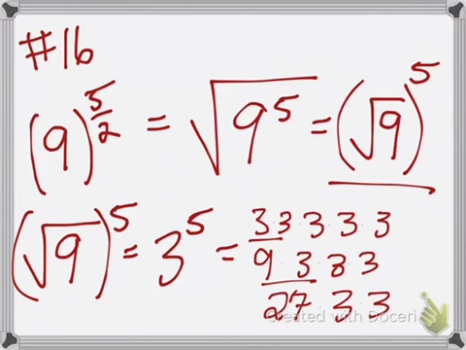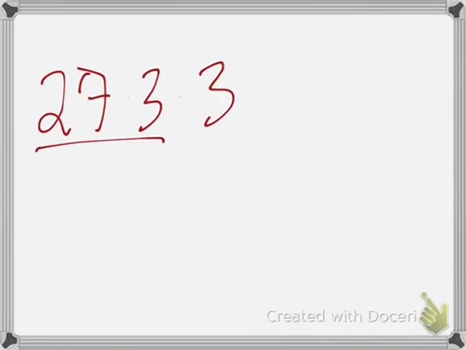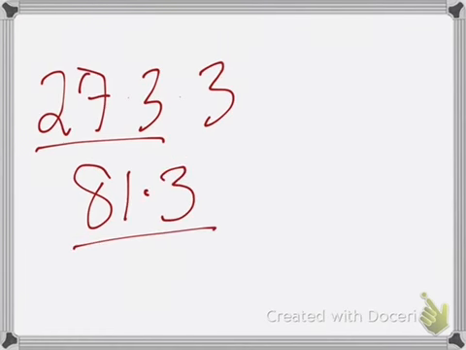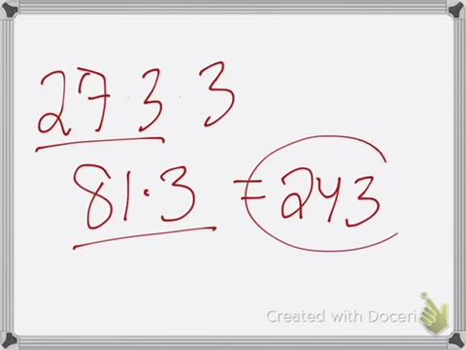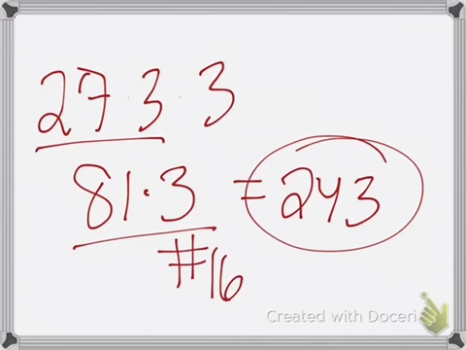And I'm just going to double check my math here. So we're at 27 times 3 times 3. If we do 27 times 3, that gives us 81. And one more 3 to multiply by gives us 243. Okay, so that was number 16.